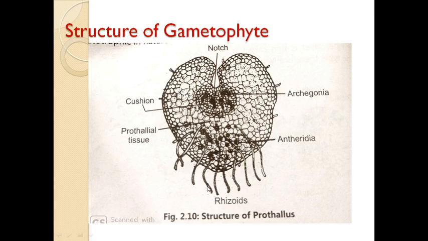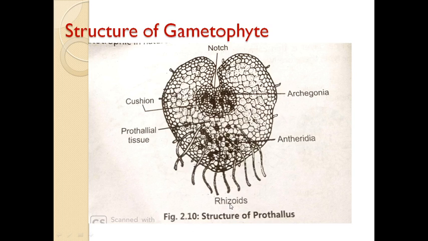Students, a rhizoid is nothing but a unicellular tubular structure. It anchors within the soil and absorbs moisture, that is, water and minerals. The root is absent. The main function of rhizoids is the absorption of water and minerals from the soil and fixation of the gametophyte.